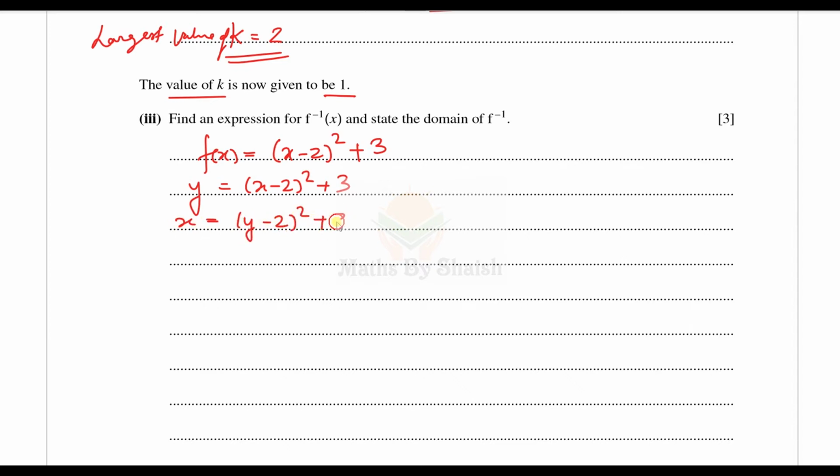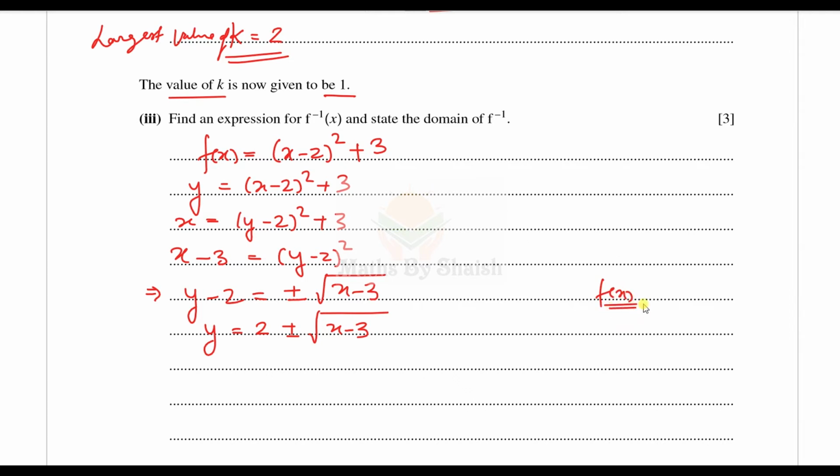Now let's make y the subject. So it is going to be x minus 3 is equal to y minus 2 whole square, and now we can take y minus 2 as plus minus root x minus 3. So now we have to decide whether we are going to take positive or negative. If I write one more line, it is going to be 2 plus minus root x minus 3. So we know that f(x) is defined when x is less than 1.